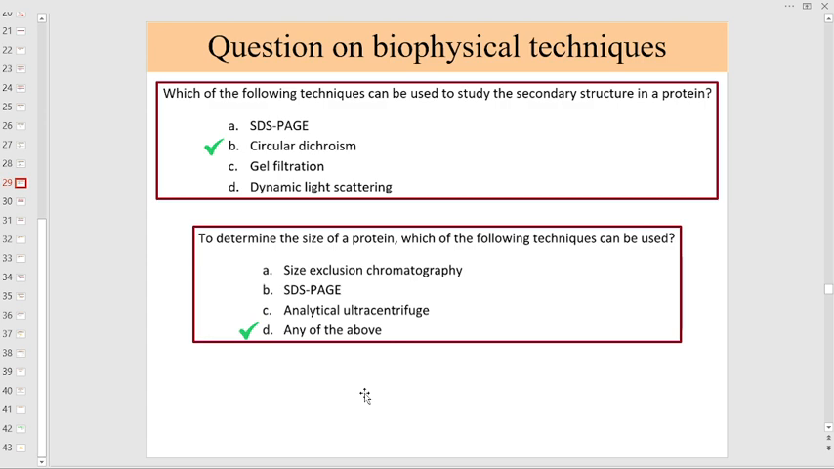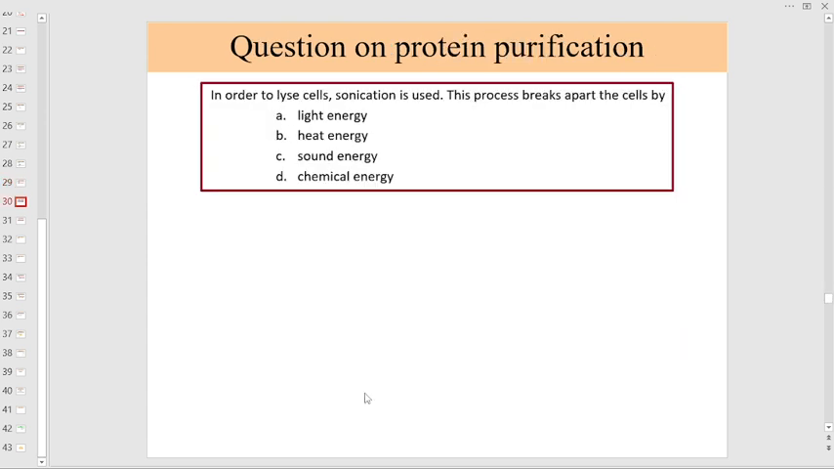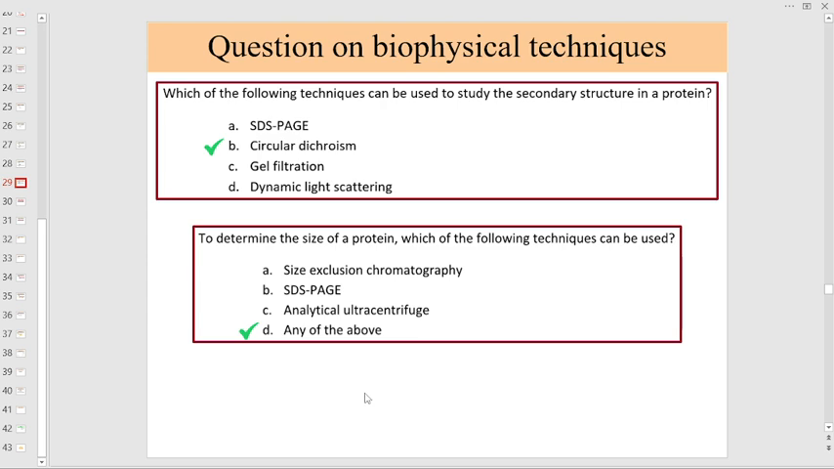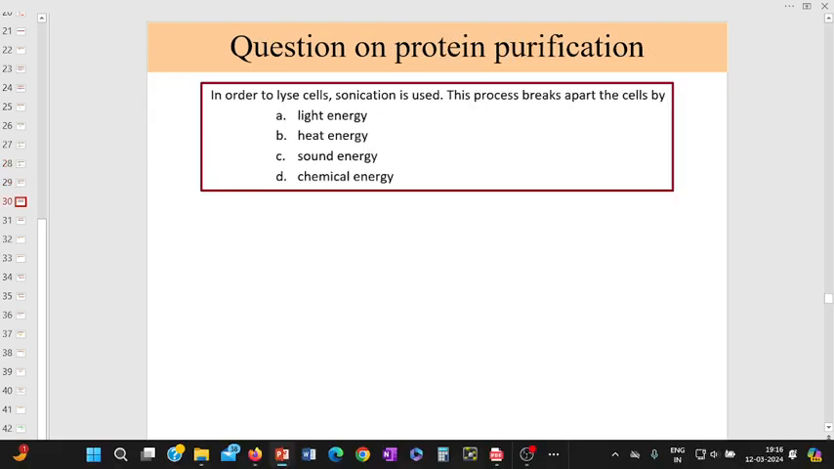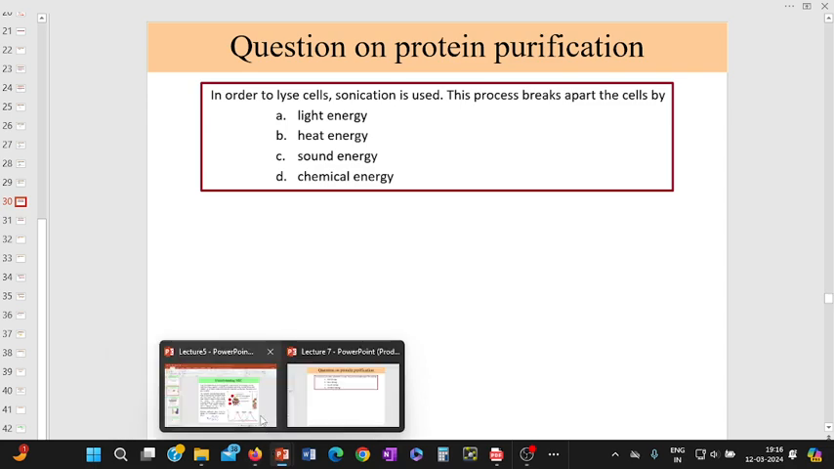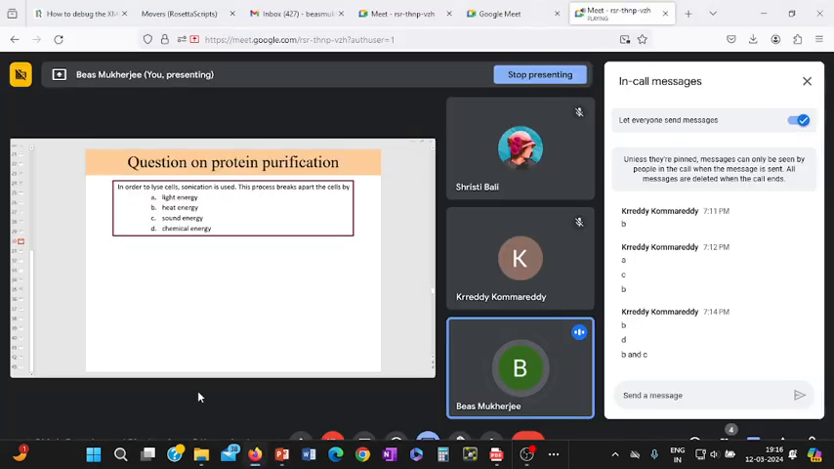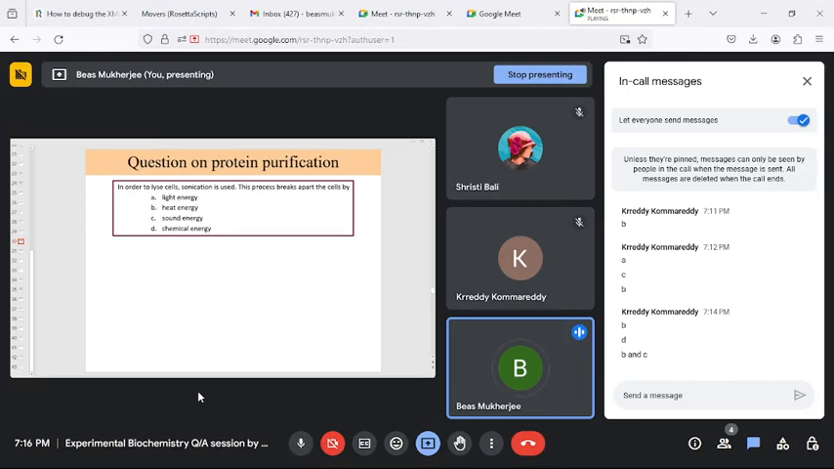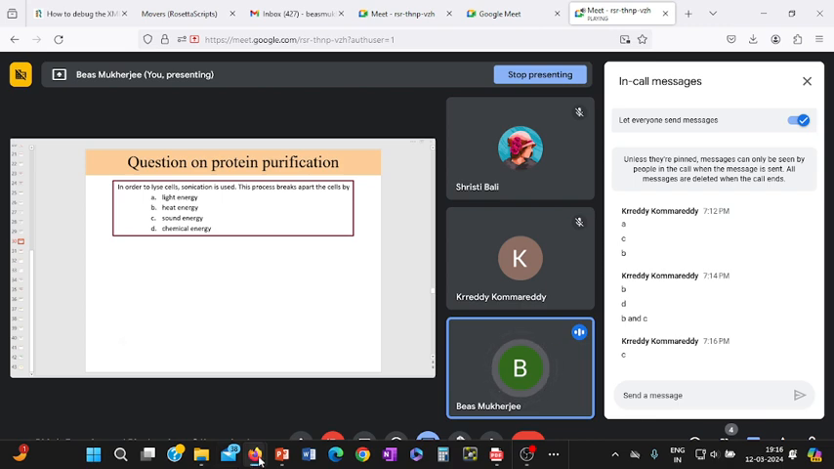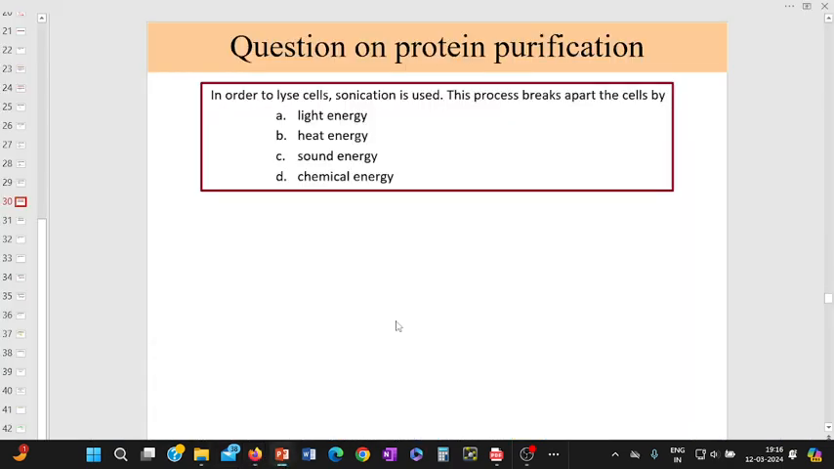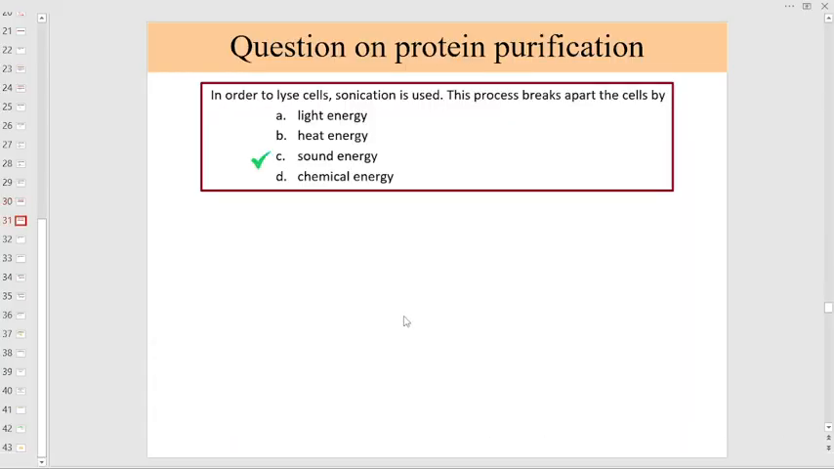Now we will move on to the next two questions. Okay, this I think is the same, so we will just keep this. We'll go to this tiny question here: in order to lyse the cells, this is very easy, what kind of process breaks open the cells? Yes, sonication. It has to be related to sound. We use ultrasonic waves, so it is definitely sound energy.